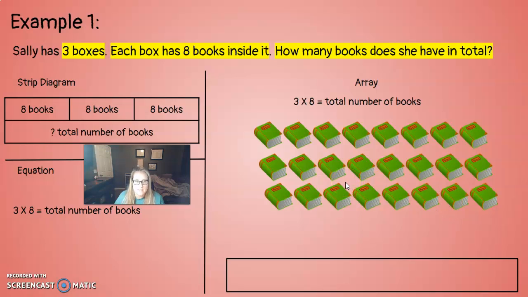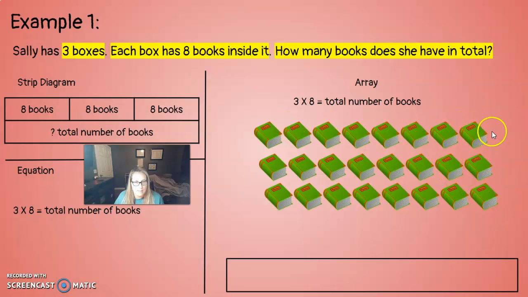So there's a couple of ways I could solve this. I could go 1, 2, 3, 4, 5, all the way up to 24. So I could count every single book, and that's completely fine. Or maybe I know how to skip count by 3, so I could go 3, 6, 9, 12, 15, 18, 21, 24. Or maybe I can skip count by 8s, 8, 16, 24. Whichever way works for you is completely fine, because we always got to the number 24.